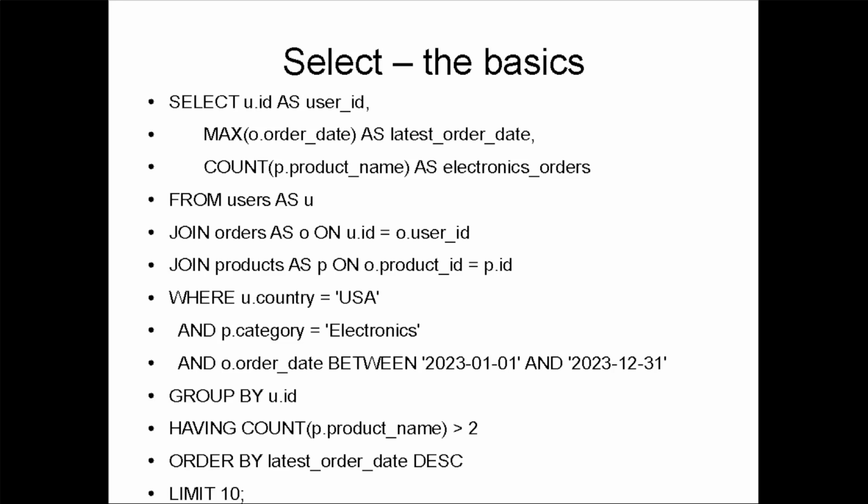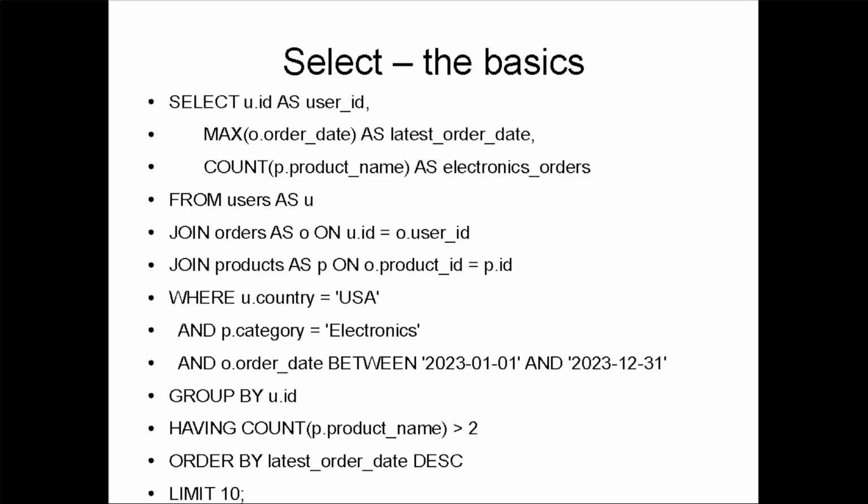And o.order_date between 2023-01-01 and 2023-12-31. Group by u.id. Having count p.product_name greater than 2. Order by latest_order_date descending. Limit 10. This query retrieves data from multiple tables.